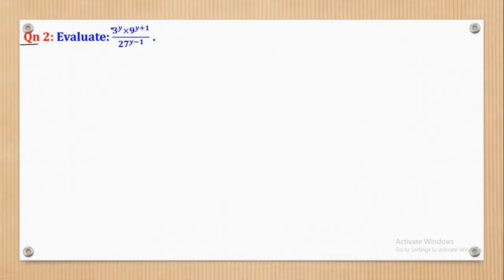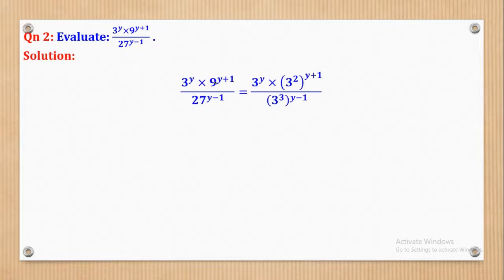It says evaluate this. So evaluate this is what is given. The first thing we need to know is that 9 is the same as 3 to the power 2 and 27 is the same as 3 to the power 3. Then from there, these are multiple powers. So this times this is a bracket. So this time it means that you will multiply this 2 by this and also this 2 by this. That is why you see here 2y plus 2. Then the same applies to this denominator. Multiply 3 by this and also 3 by this to come up with 3y minus 3.